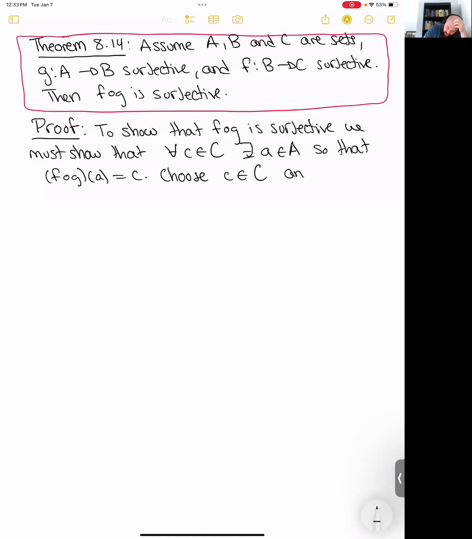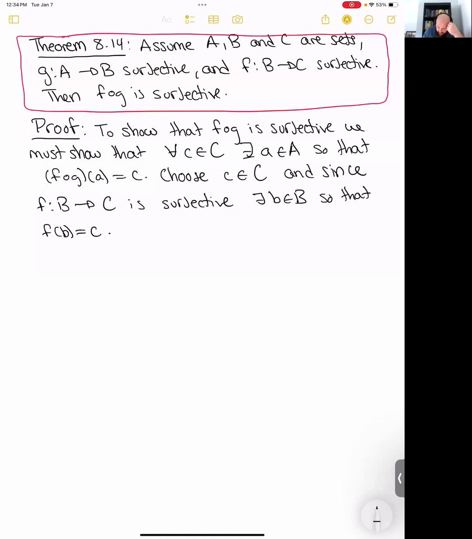And again, we're just going to peel back the surjectivity of both maps, right? And since F from B to C is surjective, there exists a b in B so that F of b equals c. That's just what it means to be surjective, right? F is surjective. c is some value in its codomain, so there must be something in the domain, which is b in this case, that maps onto it under F. Good. Okay, now we've got to peel back the surjectivity of G, right?